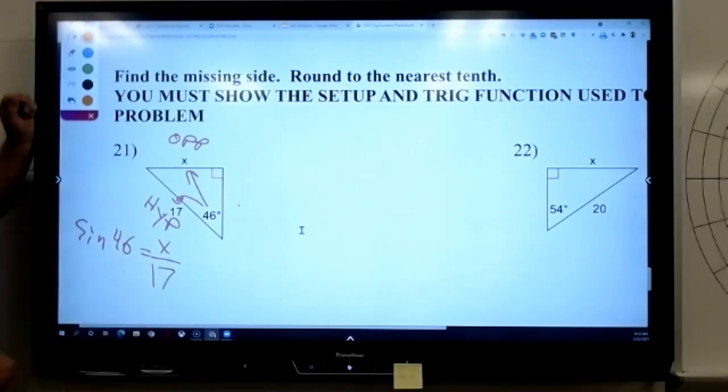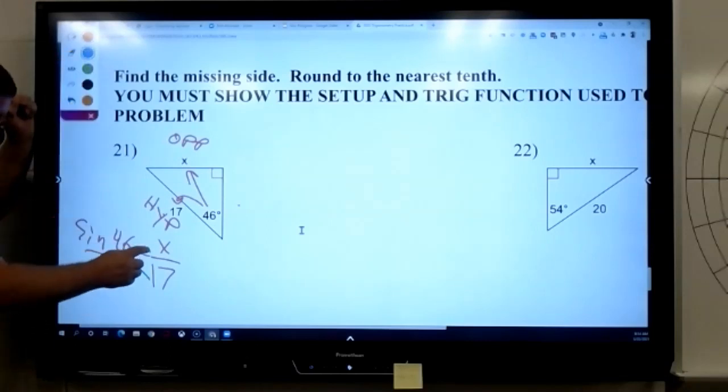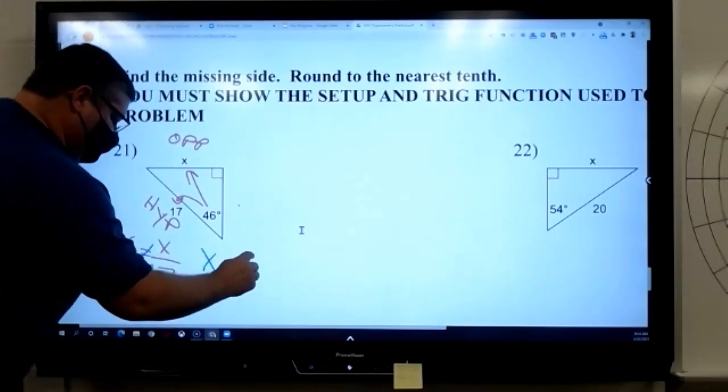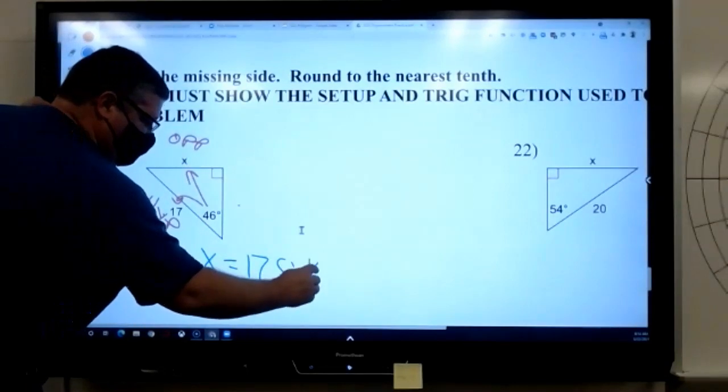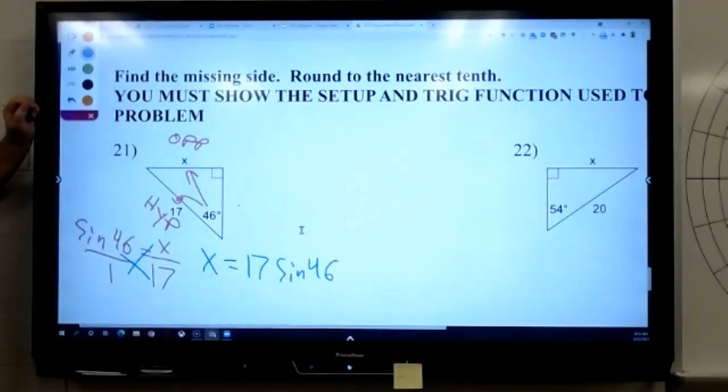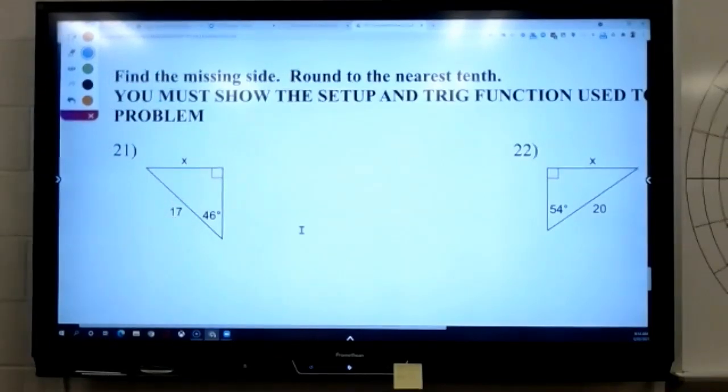Okay. And so what do I do now, folks? How do I get X by itself? Perfection. Can I put that over 1 right there like that? So X equals, she says 17 sine 46. Does everybody agree with that? Can you type that into your calculator and whatever it spits out is your answer? Okay.